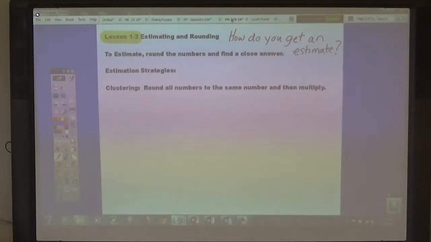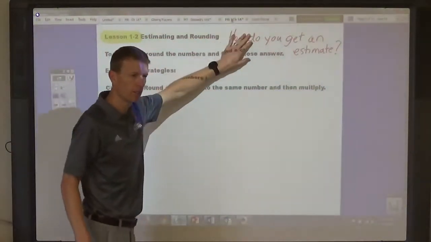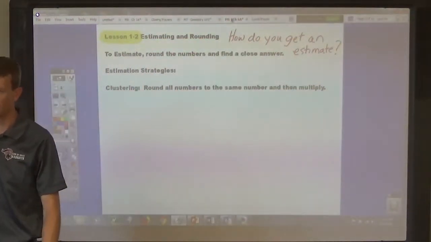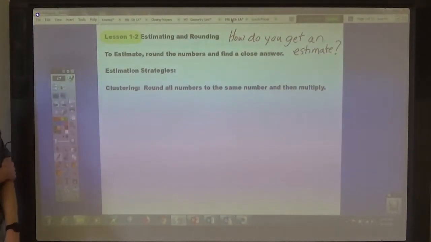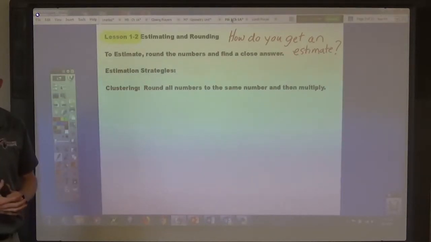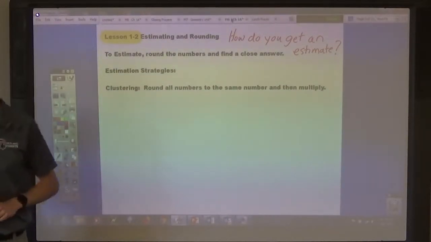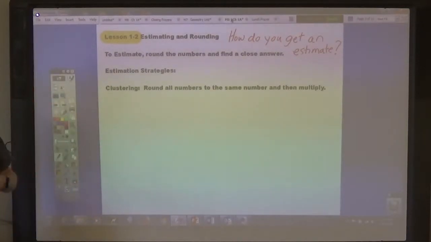Sixth graders, in lesson 2, we're going to talk about how to get an estimate when you're given some numbers. How to estimate and how to round numbers so we can find a close answer. Sometimes you don't need an exact answer. Sometimes the better way to communicate a number is to give an estimate.